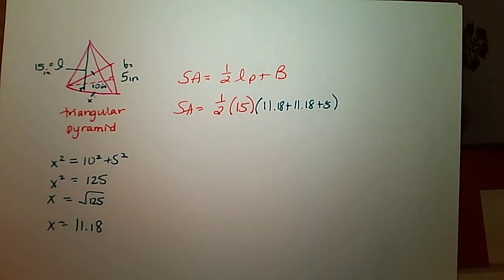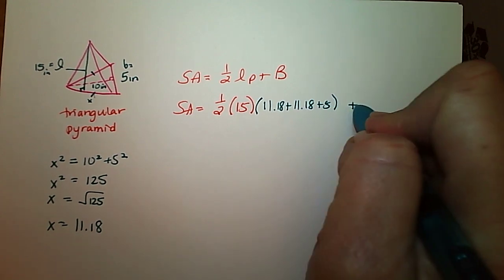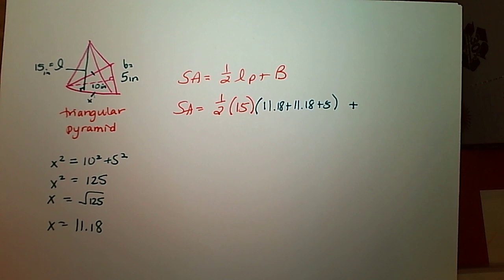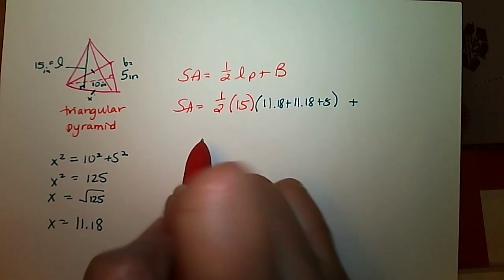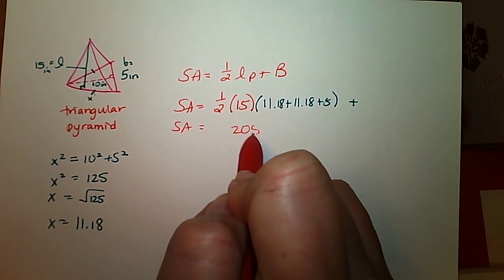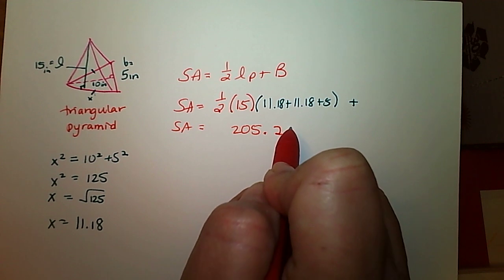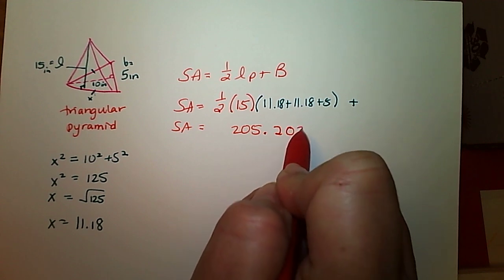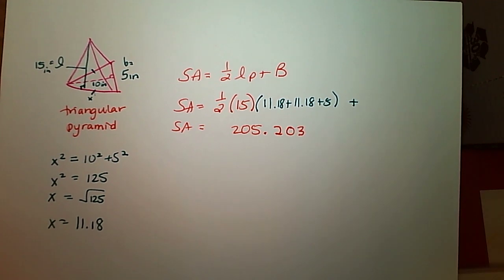All right, so plus 11.18 plus 5 on my calculator makes that whole thing, oh, I forgot the times the 15 times the 0.5. I'm just going to go ahead and do the math right there. So hold on. This side of my equation, just because I had it on the calculator, is 205.203.